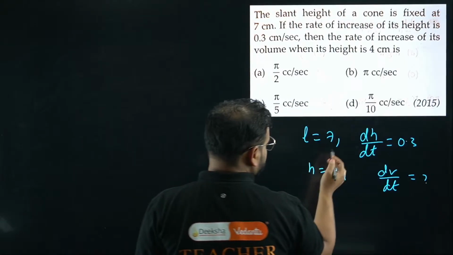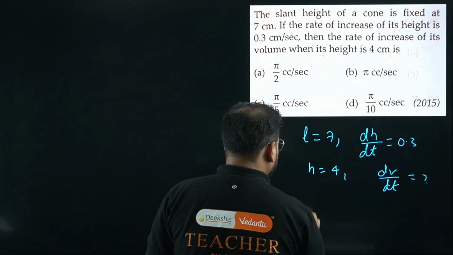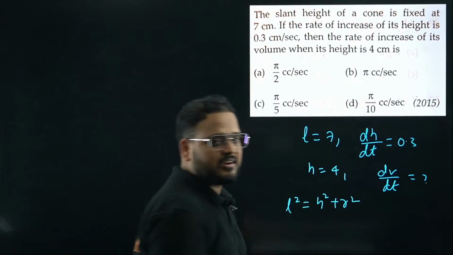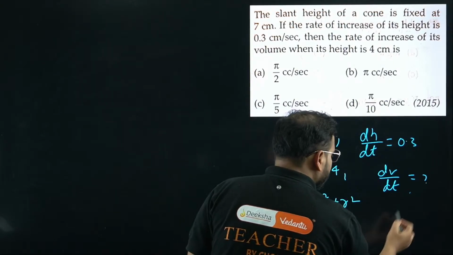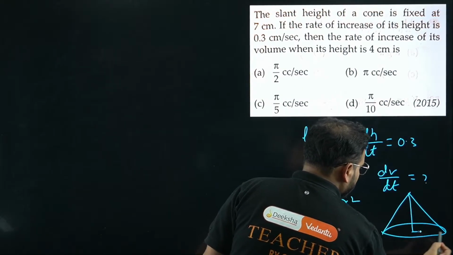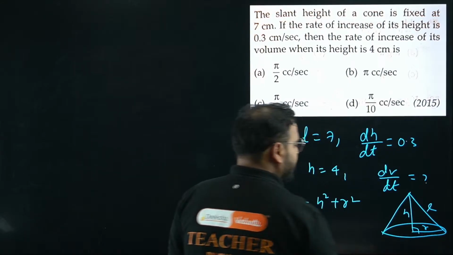Let's find, first of all, the value of r. I'll have L square equals h square plus r square. That's the relation we have for a right circular cone. Remember, this is the cone. This is your r, this is your h, and this is your L. We can use Pythagoras theorem for this.